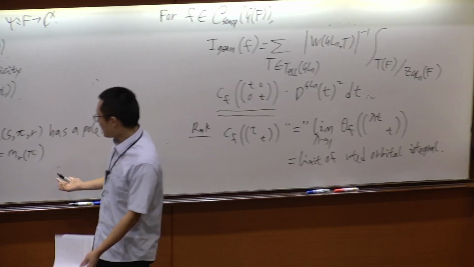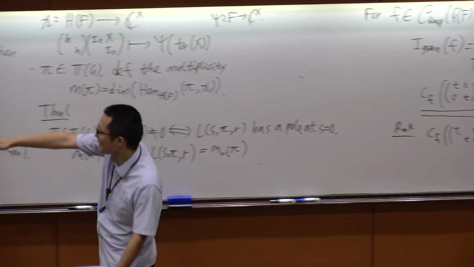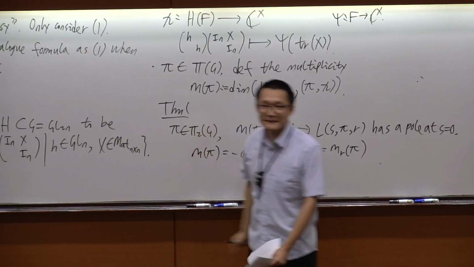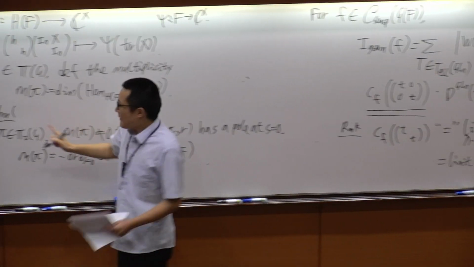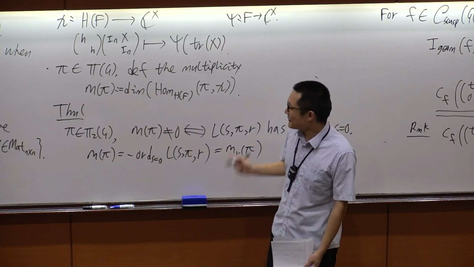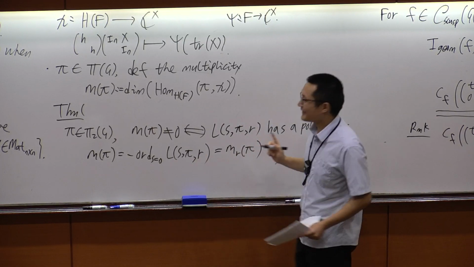Okay? So in other words, we find a relation between this M_R(pi), which is the thing we want to understand in the trace formula, with the multiplicity of certain spherical varieties. And so when we started working on this Shalika model, we saw that it had already been proved for all the discrete series, but it turns out it's not.